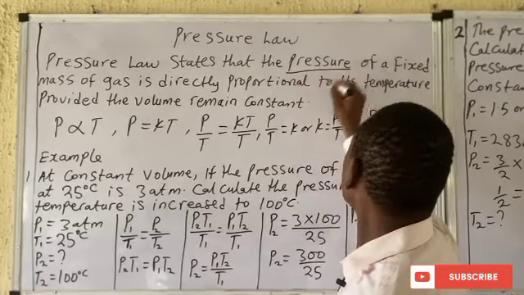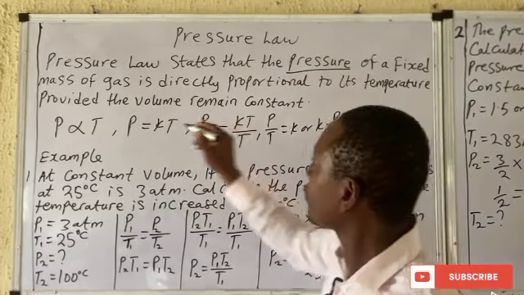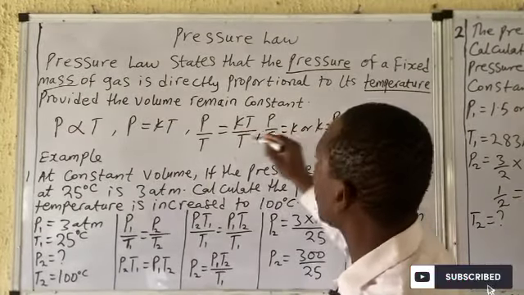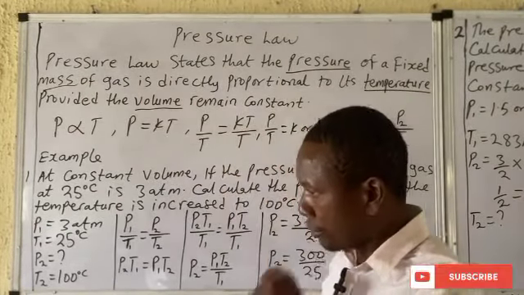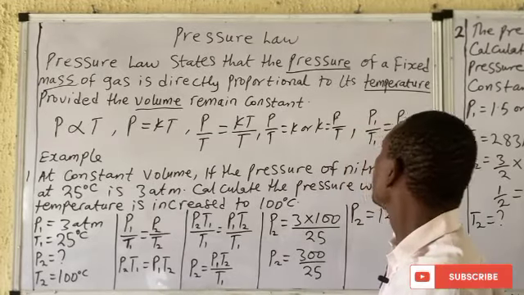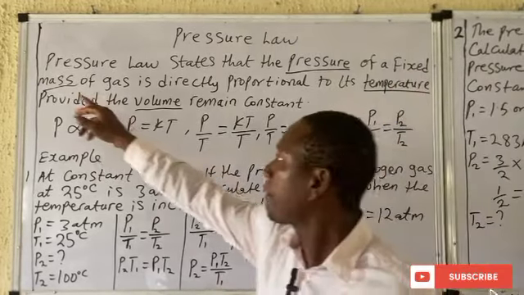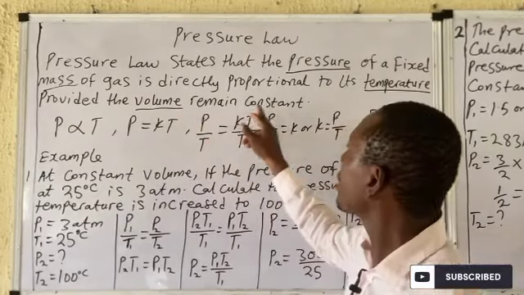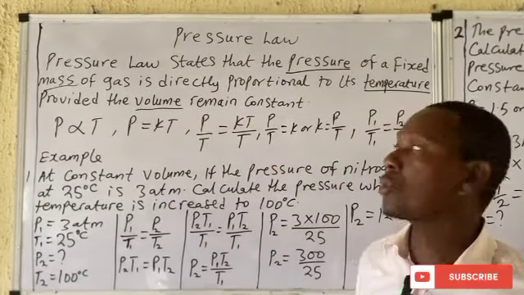We have the pressure, we have the mass, we have the temperature, and we have the volume. Now, note this fact. Fixed mass, it simply means that the mass is constant. Volume remain constant, it simply means that the volume is constant.